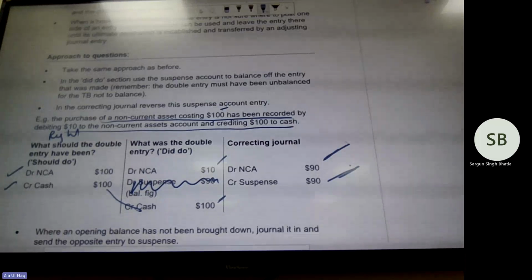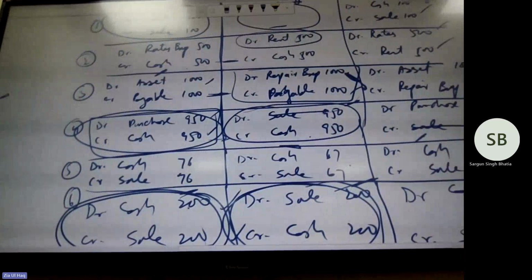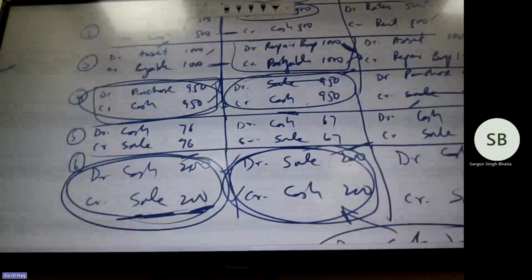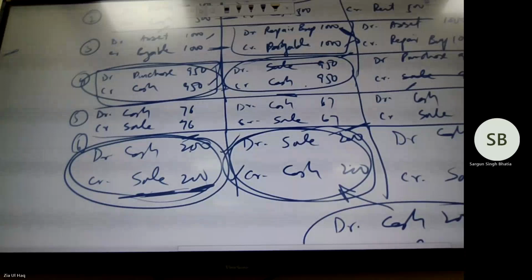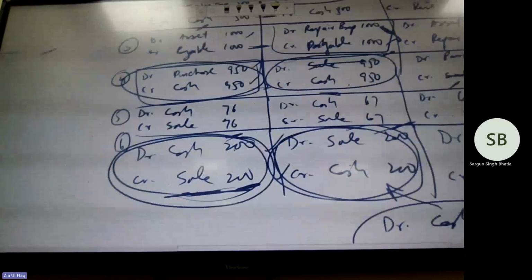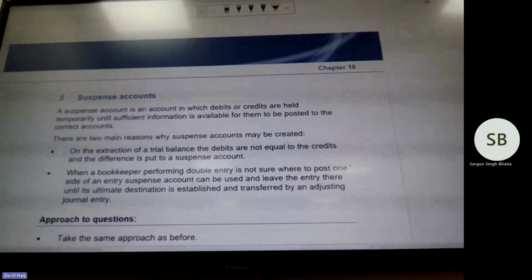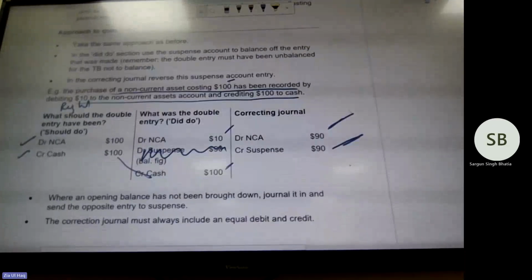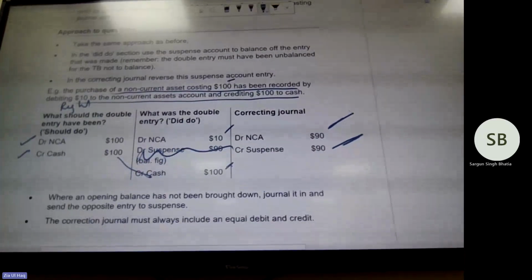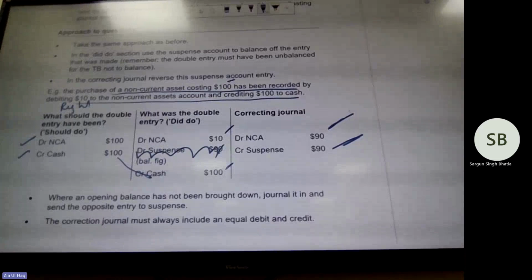Can you understand this? In question 2, all the debit and credit tally with each other. In every wrong entry, debit and credit tally with each other. But here, debit and credit in the wrong entry are not the same. They do not tally with each other. On debit, you have recorded 10. On credit, you have recorded 100.